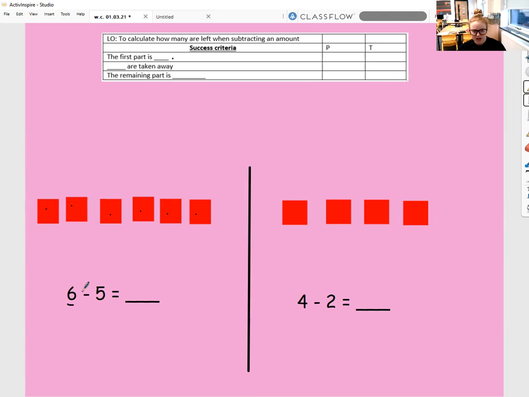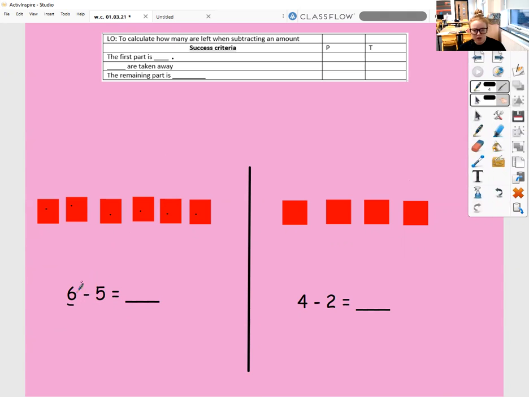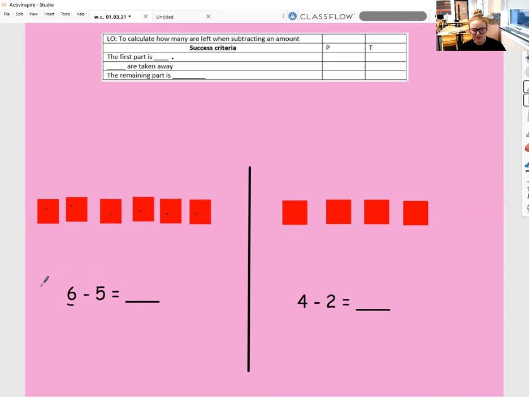Okay, so I know my first part is 6, and then I am taking away 5. So what can I do to represent taking away 5? Have a little think. I could cross out 5 of my squares: 1, 2, 3, 4, 5. So I've taken away 5. 5 have been taken away. What is my remaining part? How many squares are not crossed out? 1 square. My remaining part is 1.